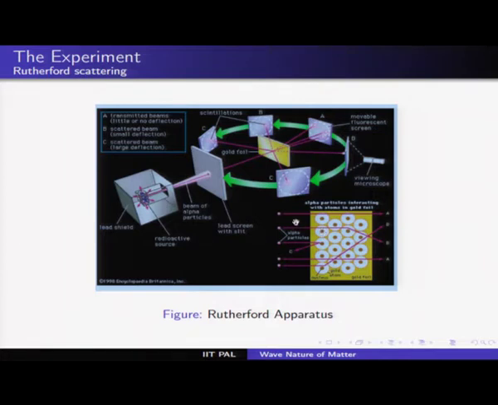All that you have to notice here is that many of them are passing straight away, some of them are getting slightly bent, and some of them are getting very largely bent. There is almost a back scattering, there is a rebounding, like a ball goes and hits a wall and comes back. My alpha particle is hitting and its momentum is completely reversed. So this is something that we have to understand.